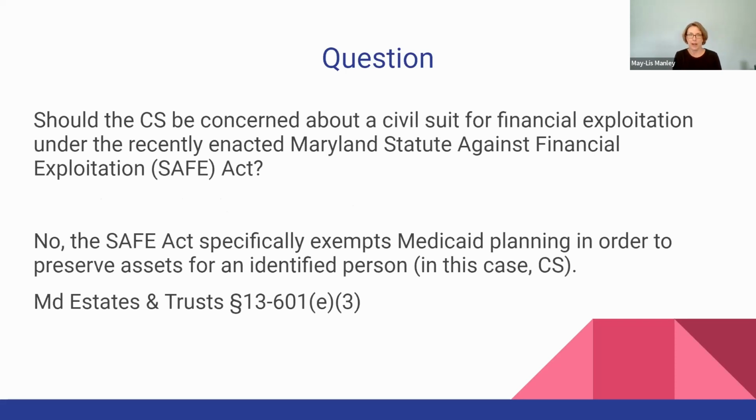Another question that may arise is if somebody says, well, I've heard about the SAFE Act, the Maryland statute against financial exploitation that was enacted, I believe it was October 1st of last year. Shouldn't the community spouse be concerned about a civil suit for financial exploitation in a situation like this? And the answer is no. The SAFE Act specifically exempts legitimate Medicaid planning in protecting and preserving assets for an identified person. And in this case, the identified person would be the community spouse.